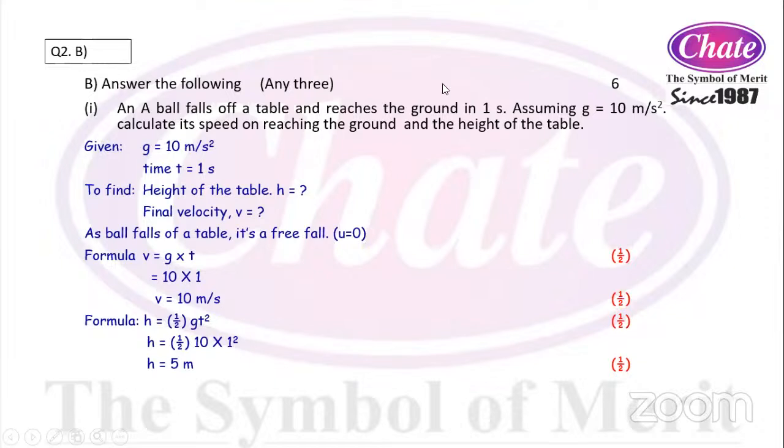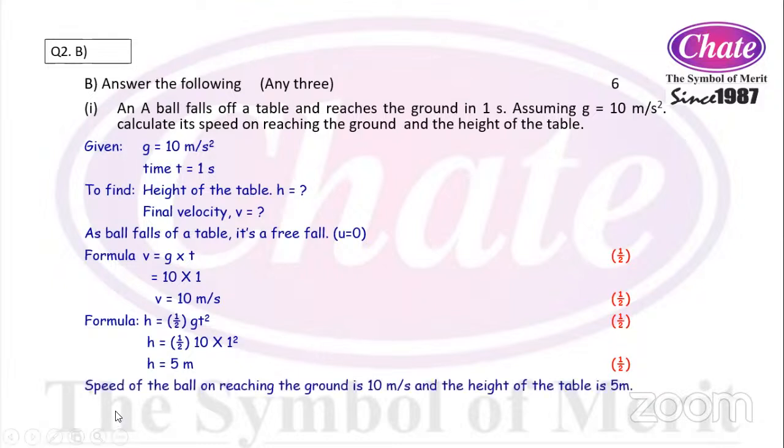Now about the height, that means the second question they asked, height of the table. So again, we can use the free fall formula for the height. That is equal to half GT square. H is equal to half into 10 into 1 square, and height becomes 5 meter. So the height of the table is also 5 meter.